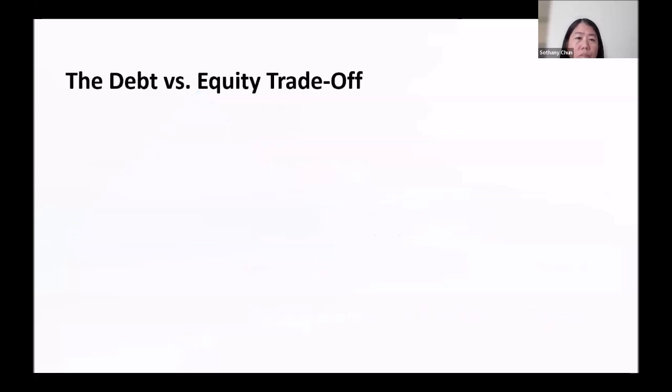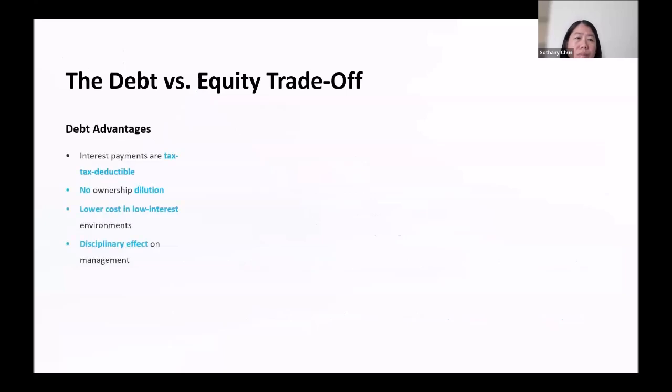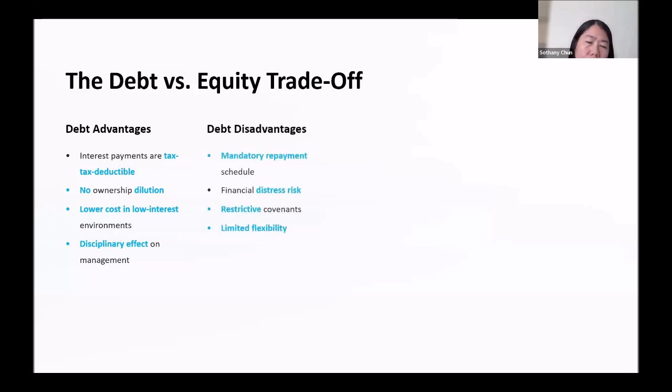Next we will define the debt versus equity trade-off. Let's find out the advantages and disadvantages of these two, debt versus equity. The debt advantage is that the interest payment on debt is tax deductible, and the ownership does not need to dilute the share. Lower interest cost in a specific country gives an advantage to debt, while a higher interest rate gives more disadvantage. There is also a disciplinary effect on the management. The disadvantage of debt is the mandatory repayment schedule that can cause financial distress for the company, along with restrictive covenants and limited flexibility.